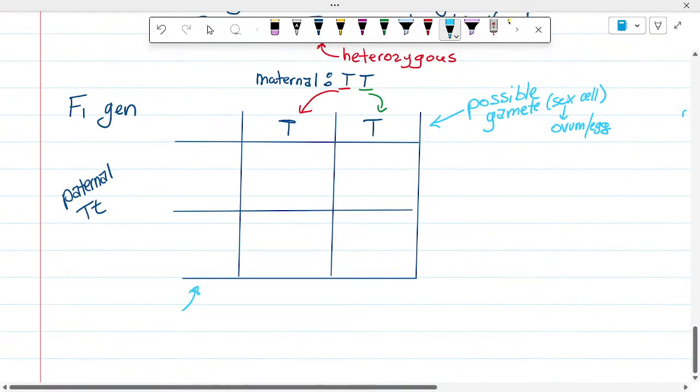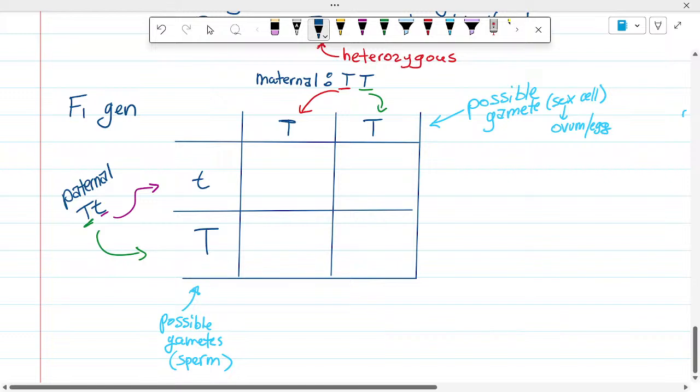Spermatozoa. Yeah, sperm. Good. So the possible gametes here, which in this case means sperm, right? He'll either pass on this one, in which case he'll make a sperm cell that is big T, or he'll pass on this one, which will make a sperm cell that is little t. Does that make sense?